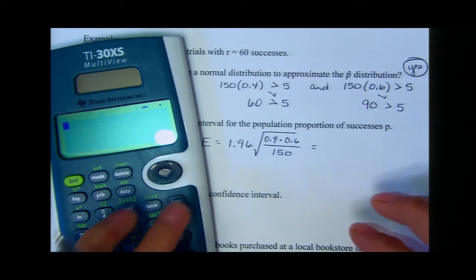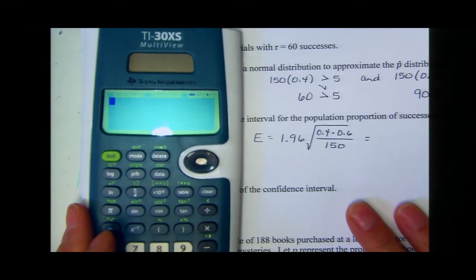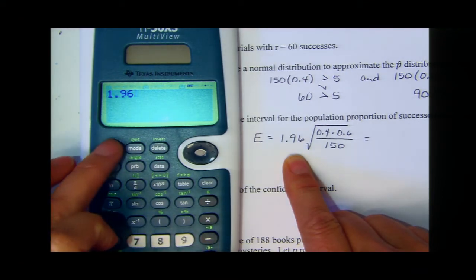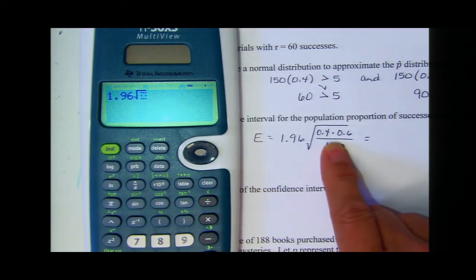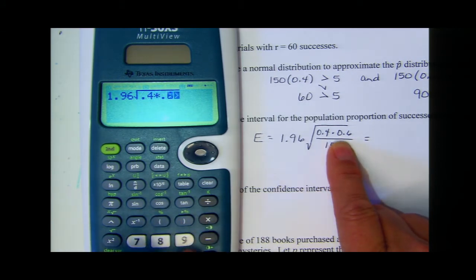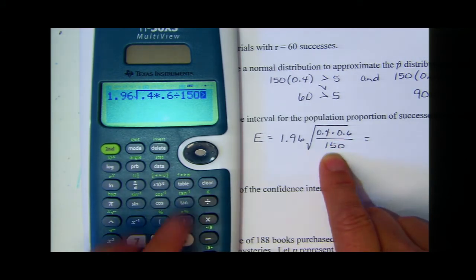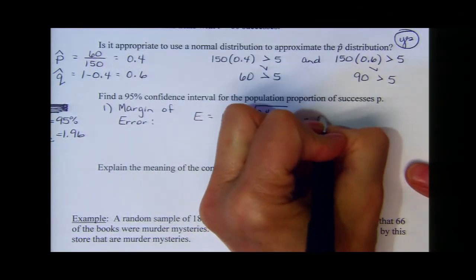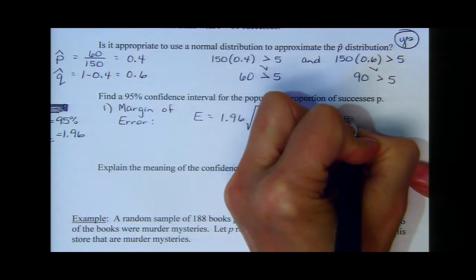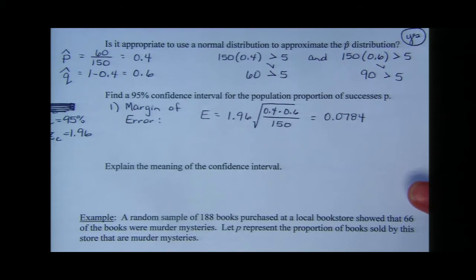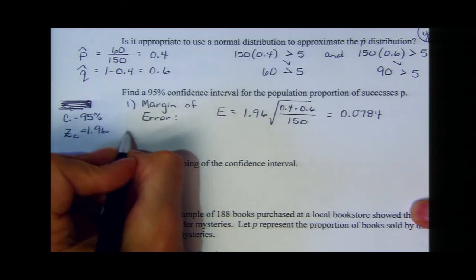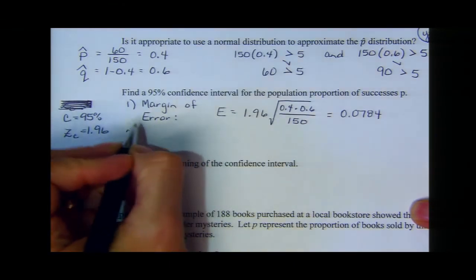So when I put this in my calculator, 1.96 times the square root of 0.4 times 0.6 divided by 150, come out from under the radical, 0.0784. Now, I'm okay if you round that to 0.08, but you'll just have to be careful on WebAssign because you don't want to do too much rounding or it will calculate it incorrectly.